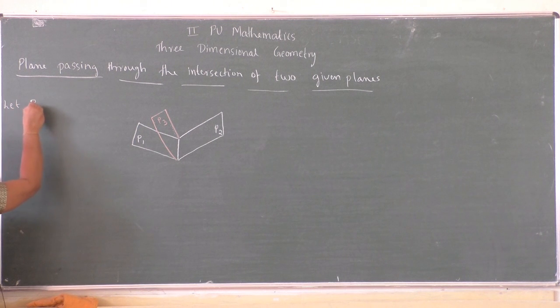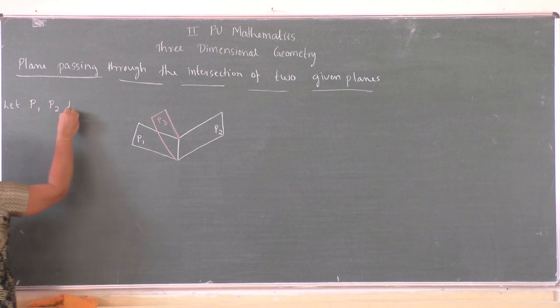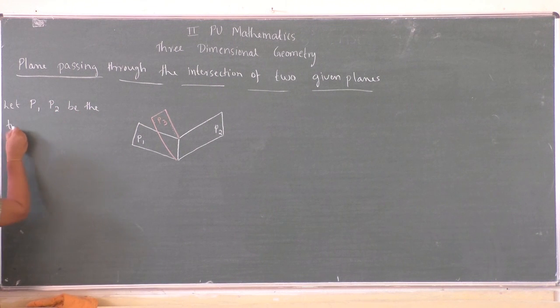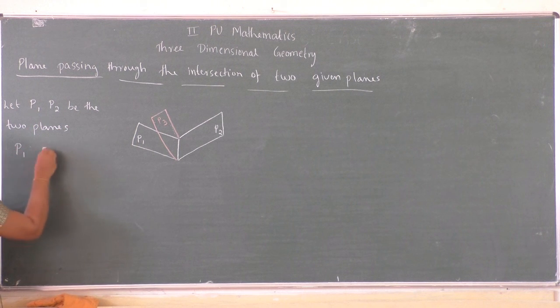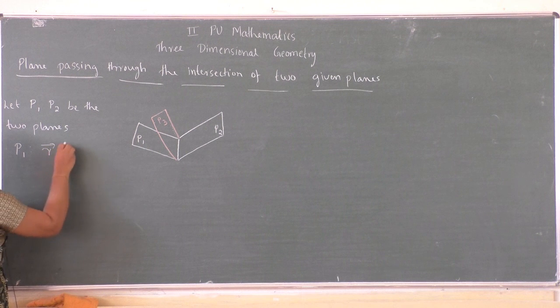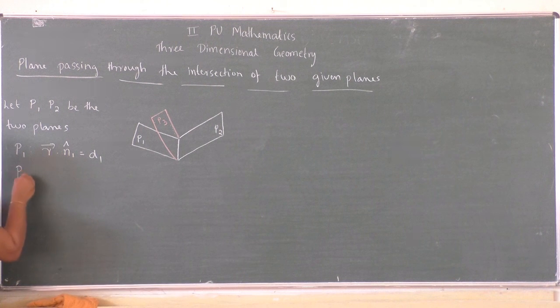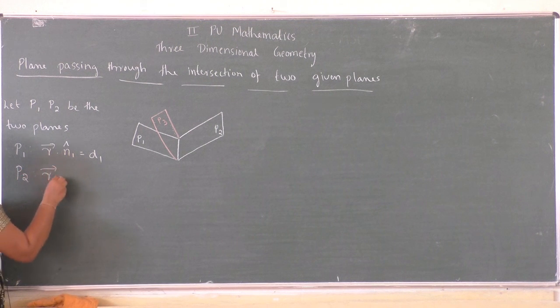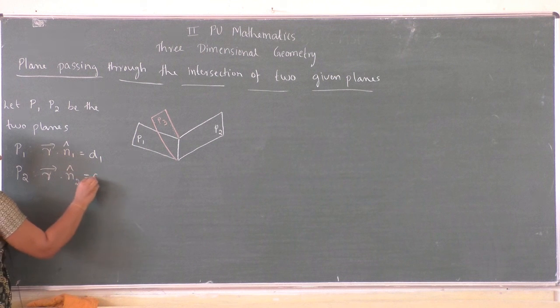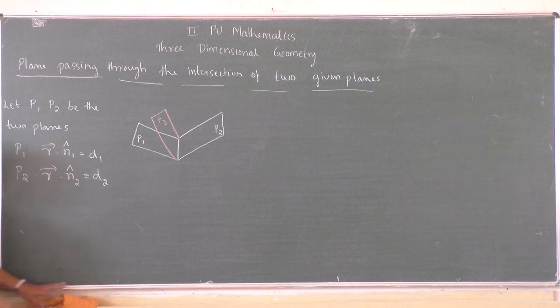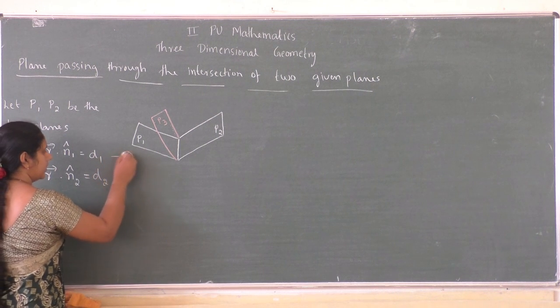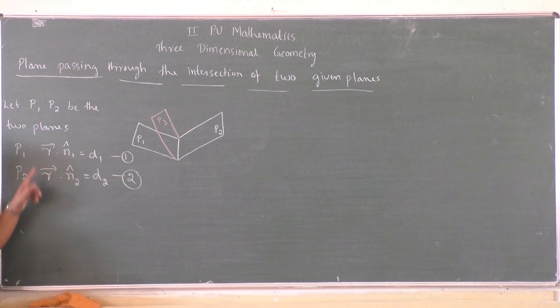Let P1 and P2 be the two planes. That is, P1 will be r vector dot n1 cap is equal to d1 and let the equation of P2 be r vector dot n2 cap is equal to d2. So I will take this as equation 1, this as equation 2. So equation 1 is the equation of P1 and the second one is the equation of P2.